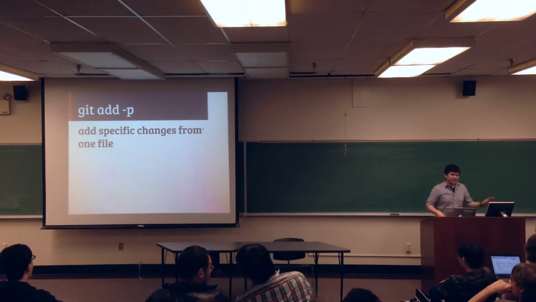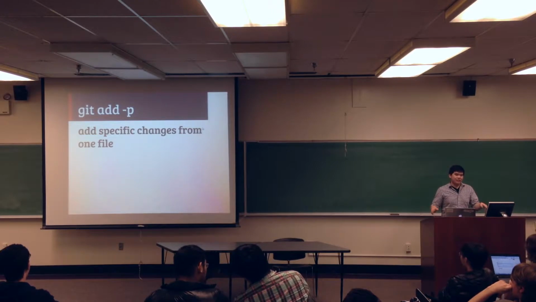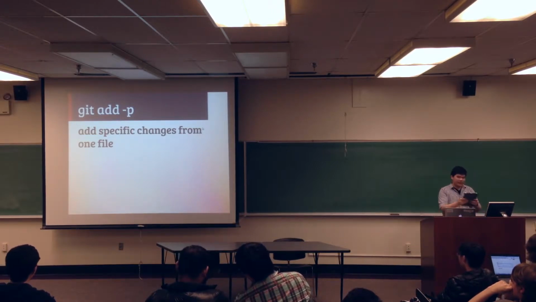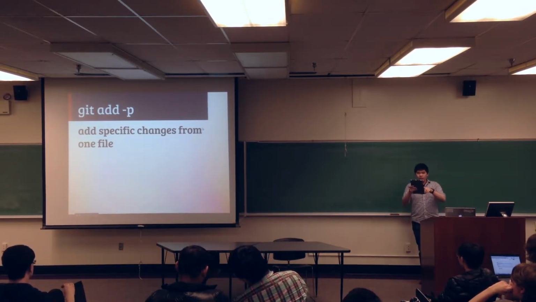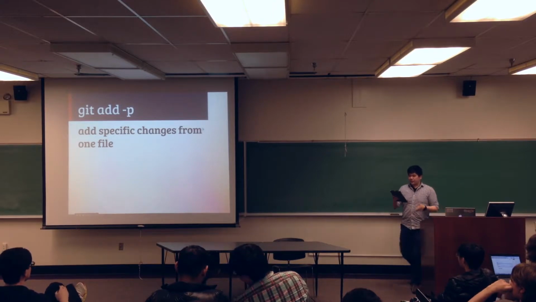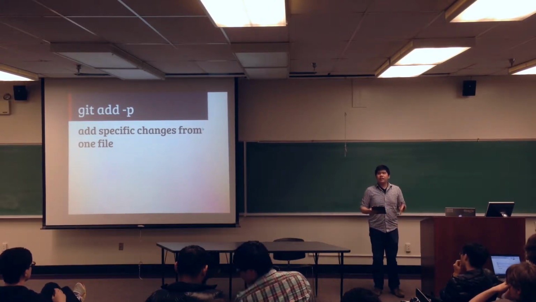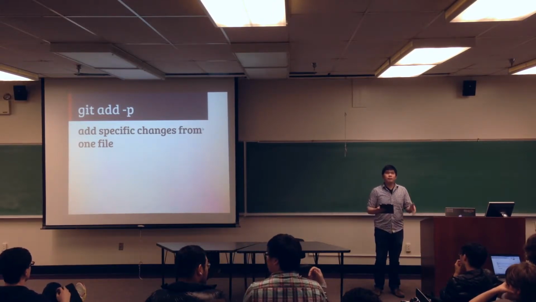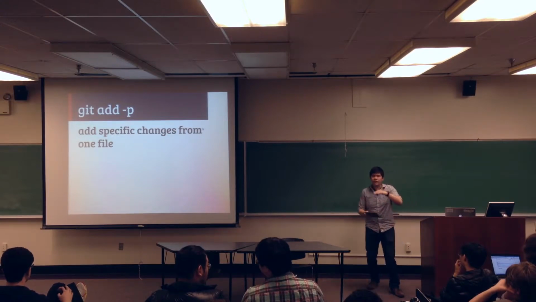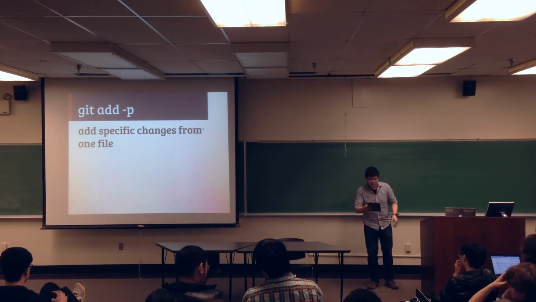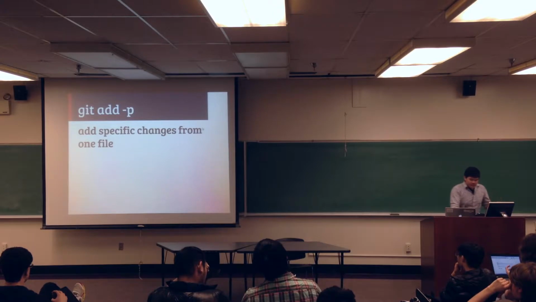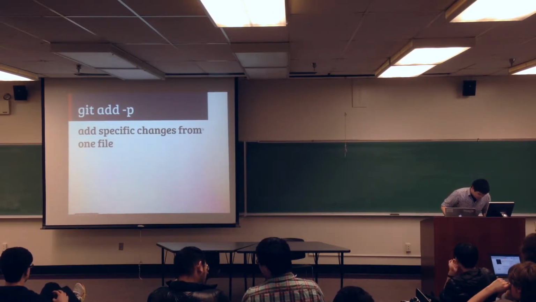So another cool thing, git add -p. It lets you add specific changes from one file, like just part of a file. This is important because, again, earlier I mentioned you only want to keep the information that is relevant to your commit in that commit. One change per commit is the general idea. So let's just dive into it.